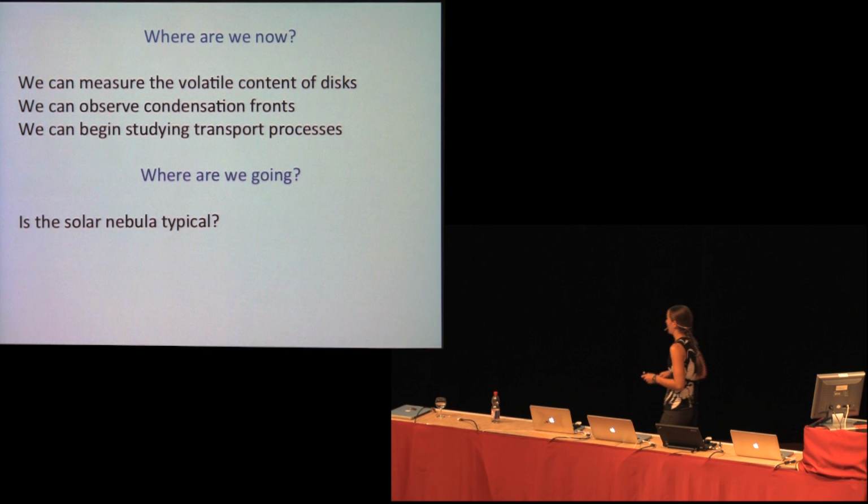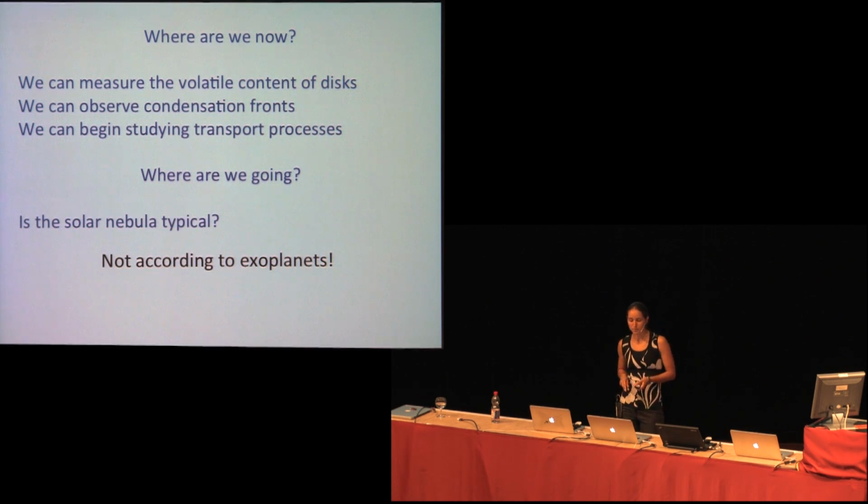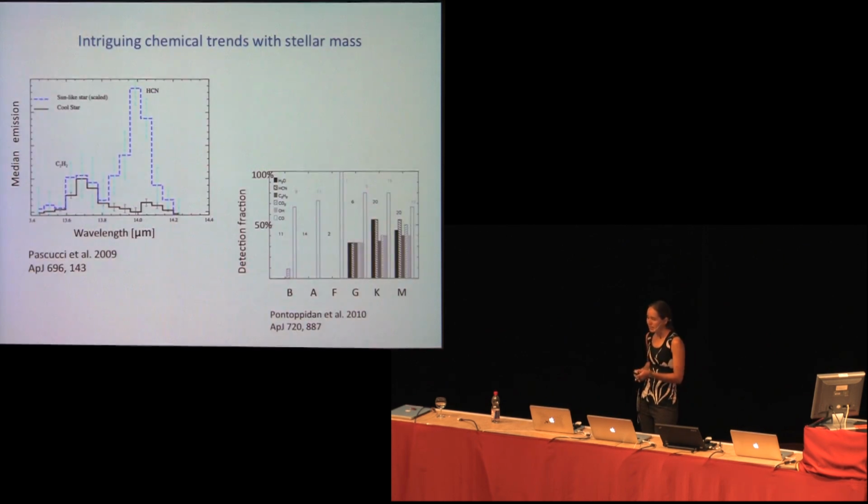Where are we going with this? Well, I think that one of the really interesting questions we have to think about is, is the solar nebula typical? And I think probably the answer is no, and we know this already because exoplanets don't look like the solar system. And we're going to hear a lot more about this in the coming days. So then the question is, well, why is the solar system different? And so I think what we need to start thinking about is how the disks differ and the disk chemistry differs from source to source.